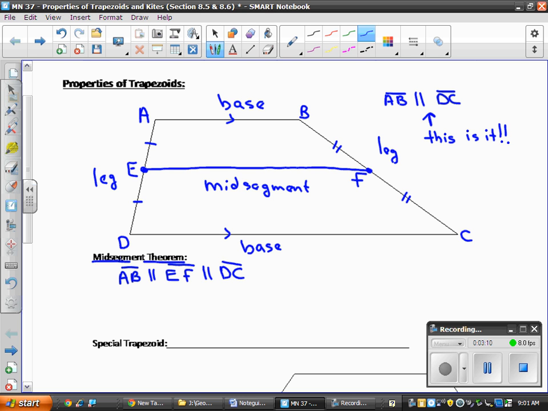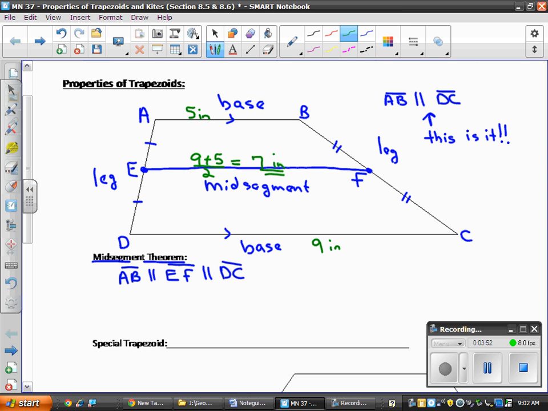The second is about the lengths. I'm going to switch colors here for a moment. If the base here is 9 inches and the base up here is 5 inches, and I asked you what you think the mid-segment length is, it is the average. So you take your 9 plus your 5, divide it by 2, which is going to give you, in this case, 7. And that is precisely the length of your mid-segment. So when you average your bases, that is the length of your mid-segment.